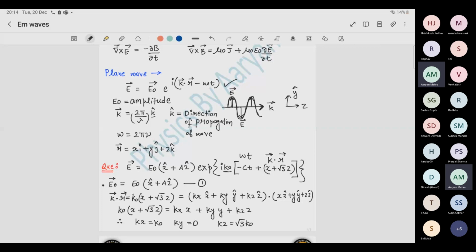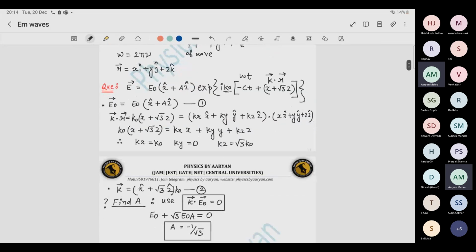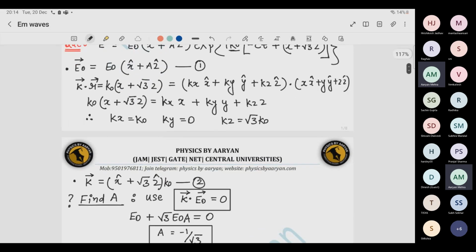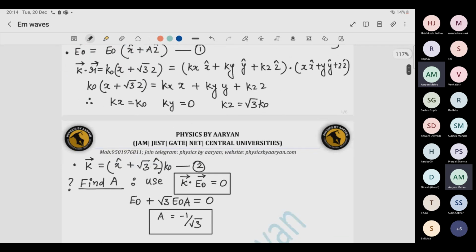So we have just compared it, and we have found the k vector. Is it clear to everyone how we find the k vector from an electric field equation? Your k vector comes out to be k naught x cap plus root 3 k naught z cap. Is it fine with everyone? And if we know the k vector, what do we actually get? We get the direction in which our EM wave is going.